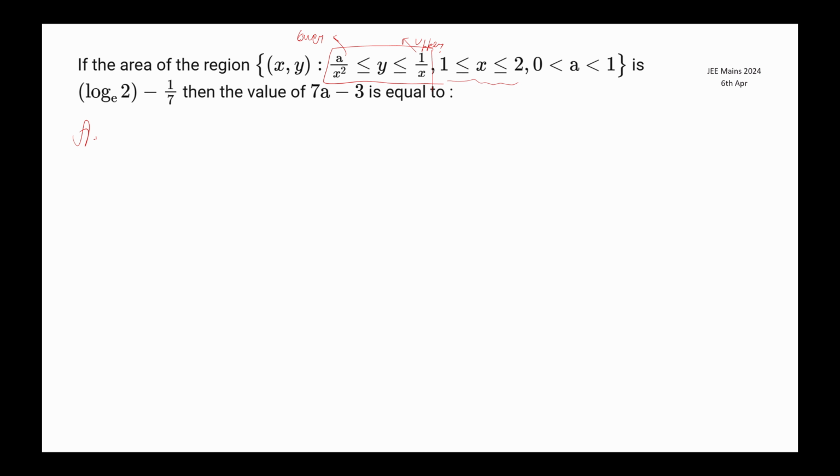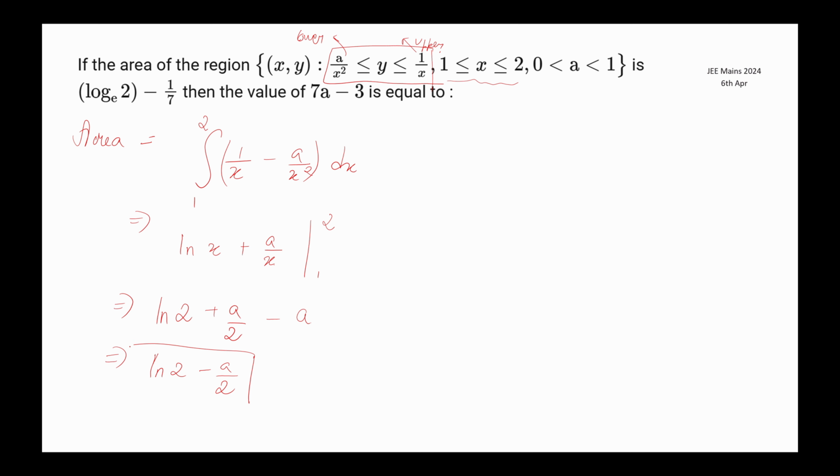So our area would be nothing but integration from 1 to 2 of 1 by x minus a by x square dx. Simply, we do not have to worry about the diagram or anything. So let us directly integrate this. We would have ln x minus a by x, sorry, this would become plus a by x, and the limits are from 1 to 2. Let us put the limits. We would have ln 2 plus a by 2 minus ln 1, which becomes 0, and minus a. So basically we have ln 2 minus a by 2.